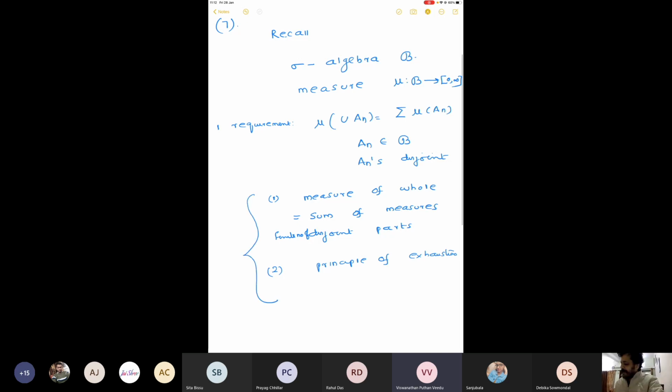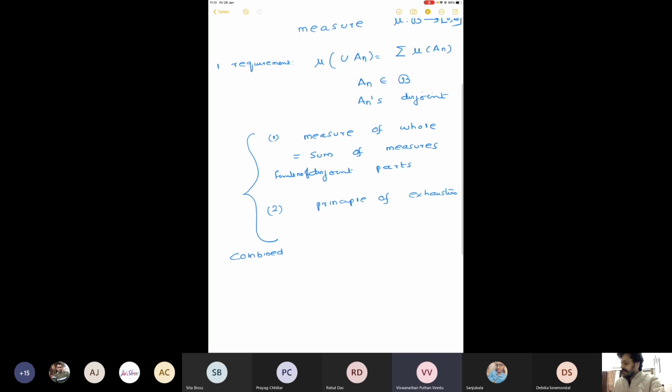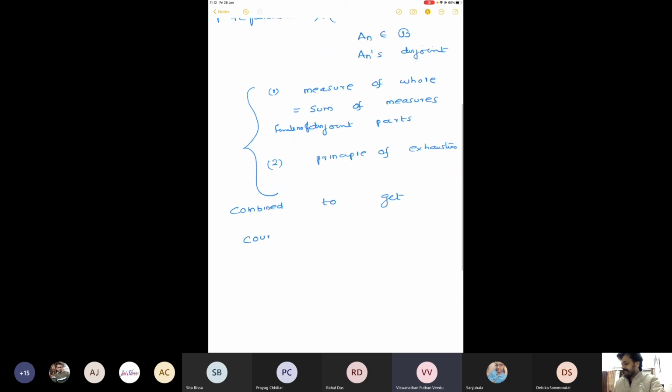These two requirements we combined to get countable additivity. And what is the principle of exhaustion? Suppose you have E1 contained in E2, contained in so on, then the measure of the limit as n tends to infinity of E_n, that is actually the union of E_n, is equal to the limit as n tends to infinity of the measure of E_n. To measure an object, you approximate that object from inside by a standard object and find the measure of the standard object, and make this standard object better and better. So that is the principle. And these two principles combined, we got countable additivity.